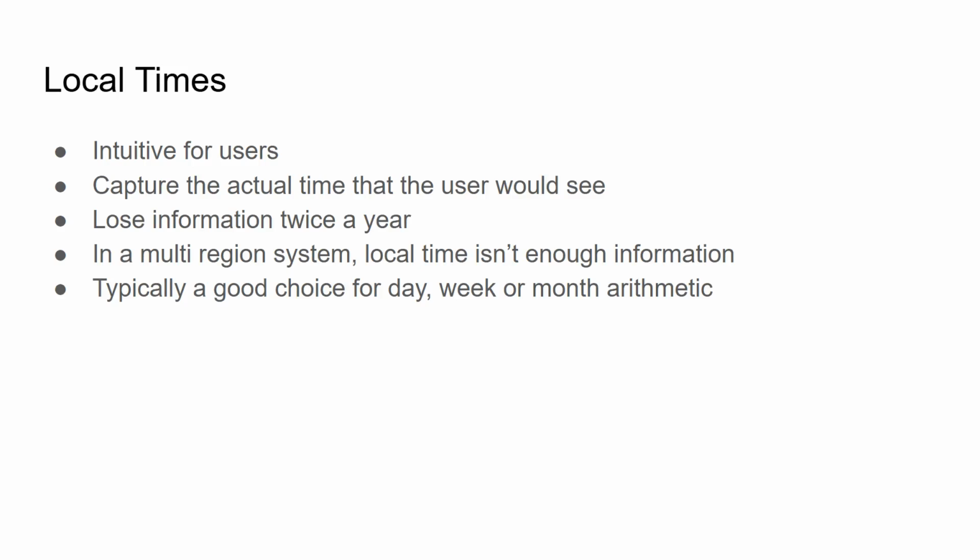In a multi-region system, your local time isn't enough information, and it can be confusing. So an event that's recorded in Australia and an event that's recorded in South Africa, if they're recorded in local time, that will mean a different thing depending on which place you're in. And if you have a multi-region system, that might be confusing for users about the actual time that an event occurred.